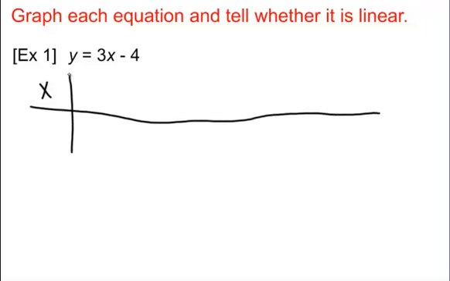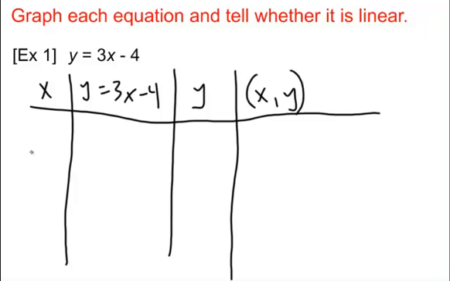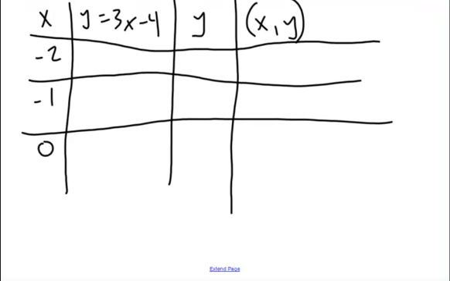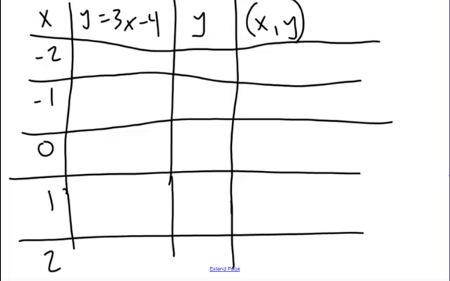So we have our x's, y equals 3x minus 4. We have our y's, and then we have x comma y. I'm going to use the easiest things I can imagine for x. -2, -1, 0, 1, and 2. All right, so let's plug these in.